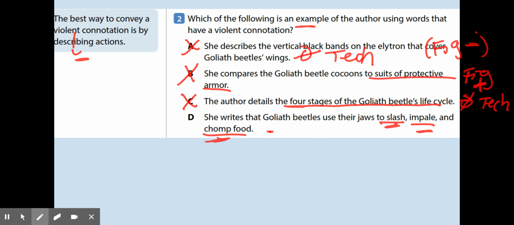So that would be my answer. That's going to be my best choice. That gives me those tones that I'm looking for based on my question and why she's using those word meanings. Okay. So we're going to go on to number 3.